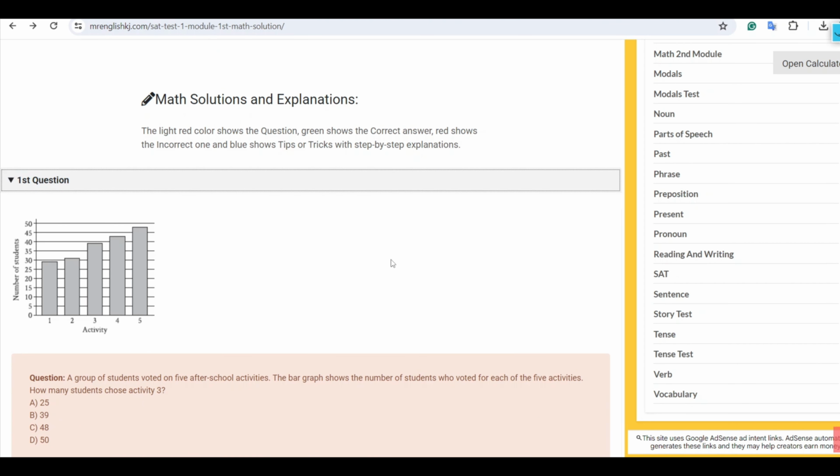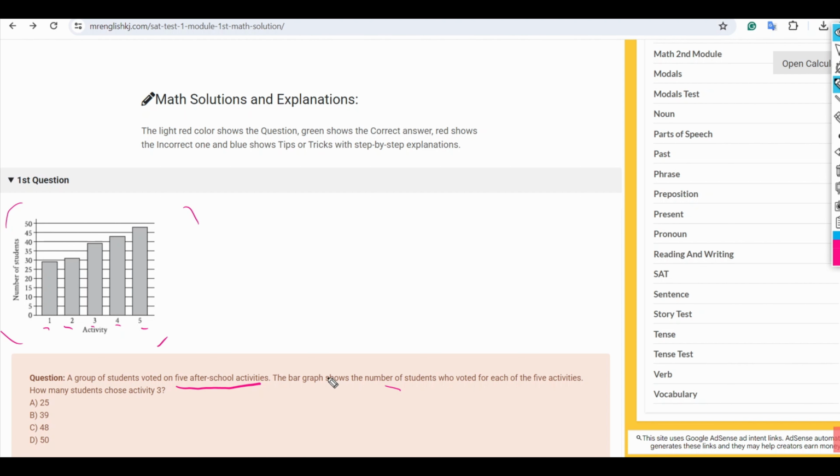A group of students voted on 5 after school activities. The bar graph shows the number of students who voted for each of the 5 activities. How many students chose activity 3? Now the important part. It is saying a group of students voted on 5 after school activities. So 1, 2, 3, 4 and 5 activities. The bar graph, this is the bar graph, shows the number of students who voted.